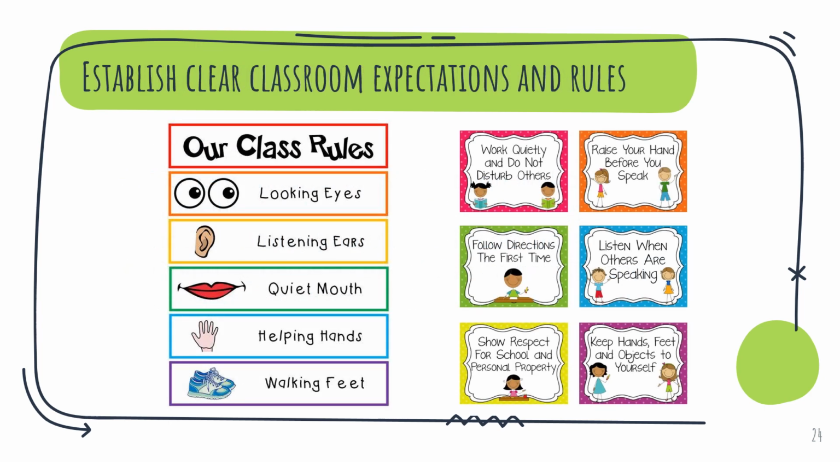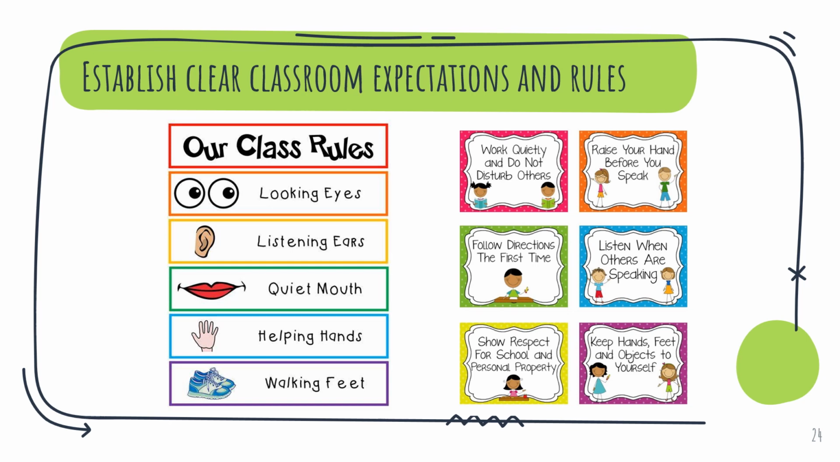Another thing is to establish clear classroom expectations and rules. Depending on the age of the children, you might want to sit down with them at the beginning of the school year and really work together to establish rules. I found a couple things on the internet. The first one on the left shows our class rules, and some ideas are to have looking eyes, we're watching what everybody's doing, listening ears, we're listening to others, quiet mouth when somebody else is talking, helping hands, where we're using our hands to help others and to do things, and walking feet, just to walk when we're inside our classroom.